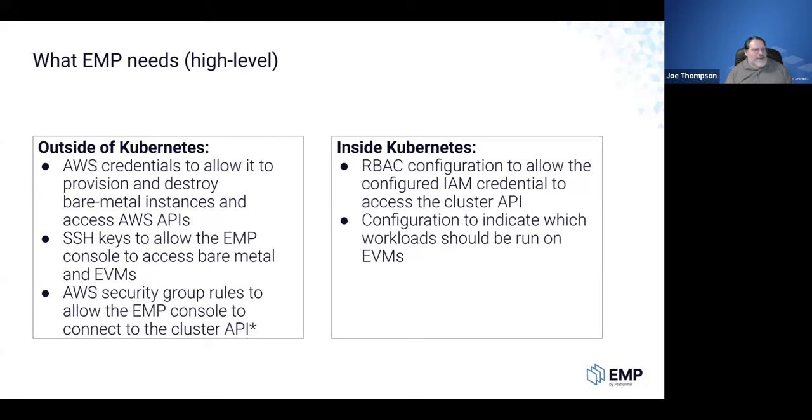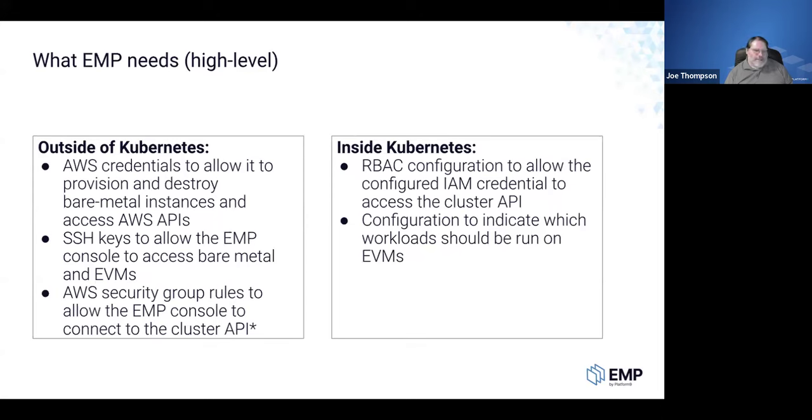The other thing is, because it is a SaaS product, we need security group rules to allow the EMP SaaS control plane to connect to the cluster API to monitor and manage all this. Now, the nice thing about that, you'll notice I put an asterisk there. That's because if you allow it to, EMP will just go ahead and make those changes itself. You just tell it which security group you want to add those rules to, and it will go out and do it using that credential that you gave it. So that part of it is actually, it's a requirement that EMP can self-serve there.